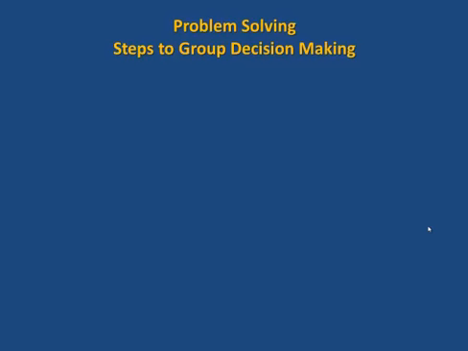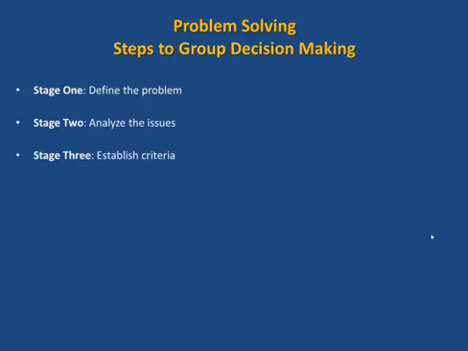There are some steps to this. First of all, and we're going to go over these each one by one, but we'll look at them quickly right now. The first stage is simply to define the problem. Not a simple thing. Even though you think it's simple, it isn't necessarily simple. We'll talk about that. Stage two, analyze the issues of the problem. Stage three, establish a criteria. What does the solution for this problem have to do? What criteria would you have for that solution?